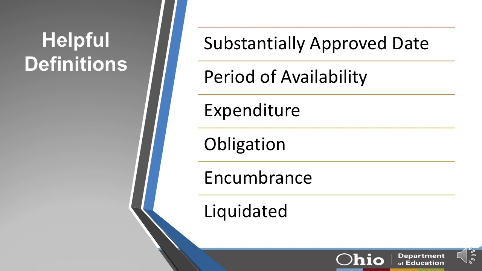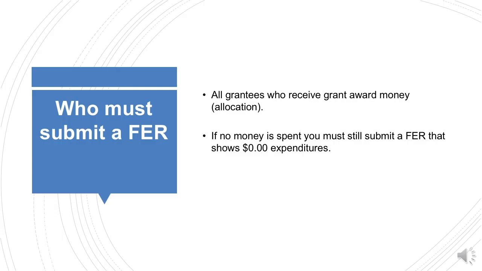All entities who receive an allocation to carry out a grant's objective are required to submit a final expenditure report at the end of the grant period for each fiscal year an award is received. The FER provides a financial picture into how you spend the grant funds.